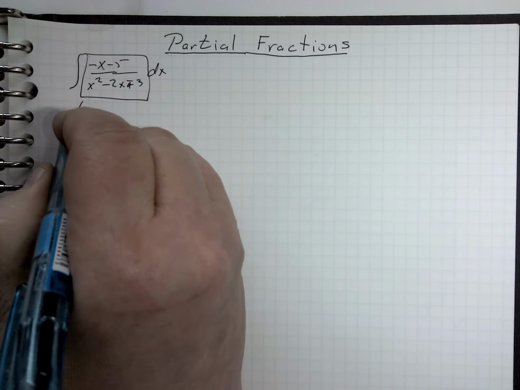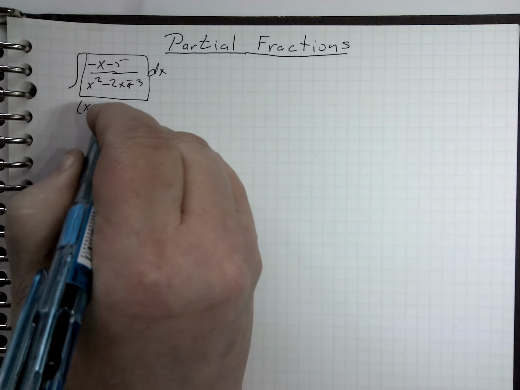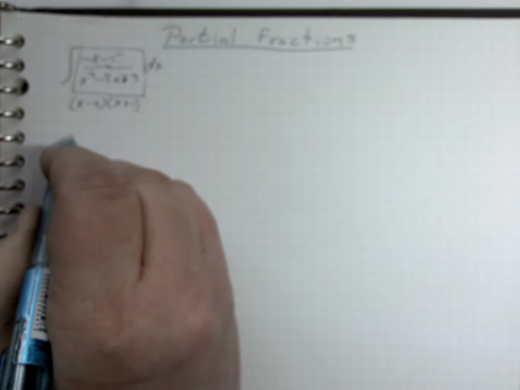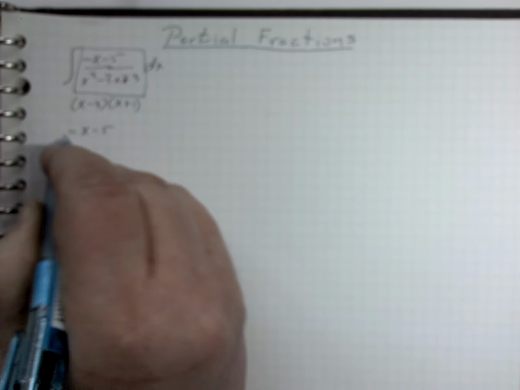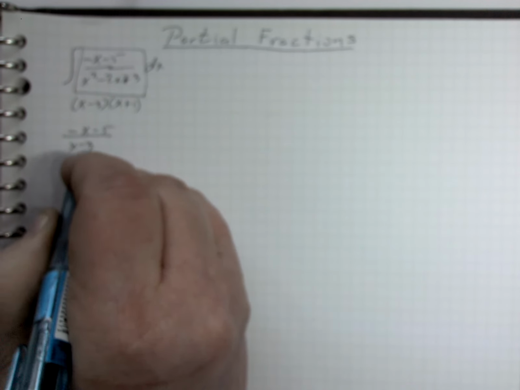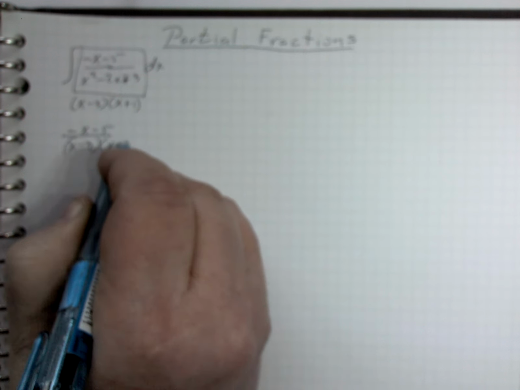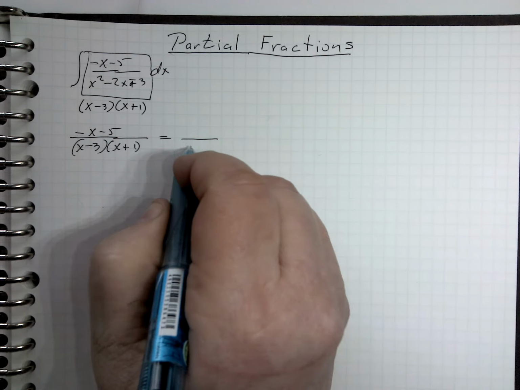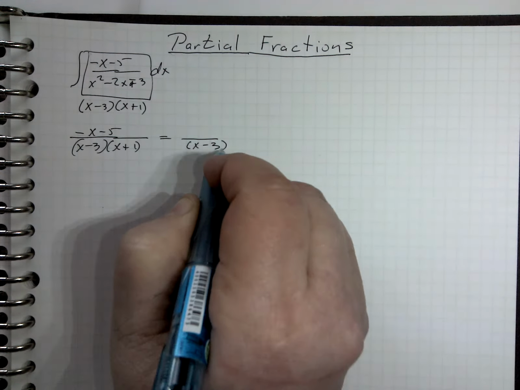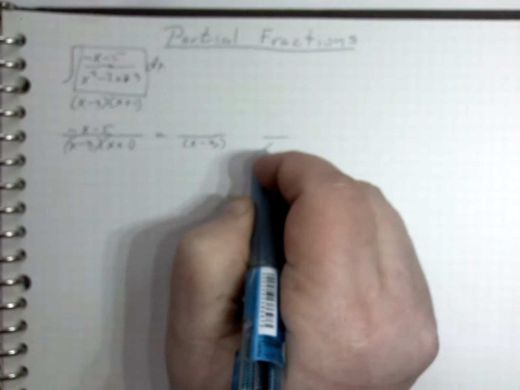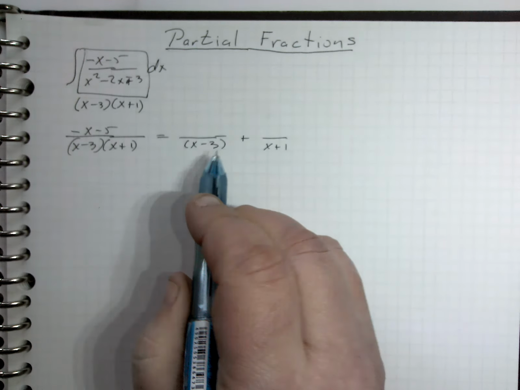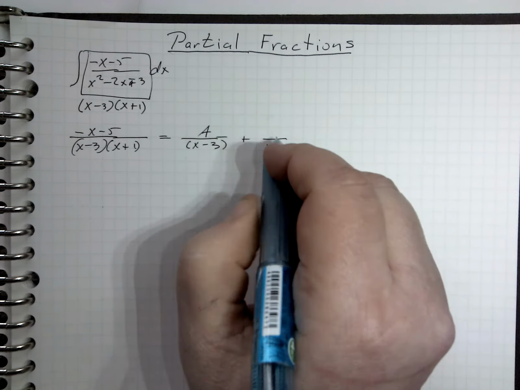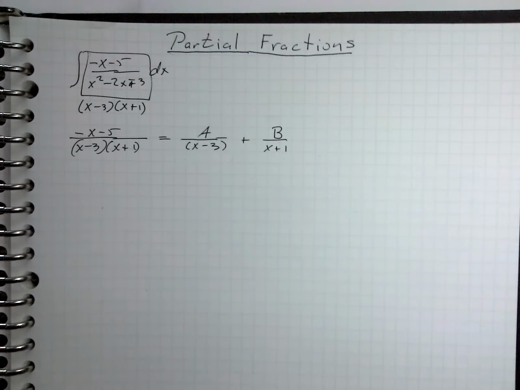I see the bottom can be factored as x minus 3 times x plus 1, which means negative x minus 5 over x minus 3 times x plus 1 can be written as two fractions where one has x minus 3 on the bottom and the other has x plus 1 on the bottom. Now these are linear factors, so if we go 1 degree less than that, we just have a constant. So I'm going to stick a big old A here and a big old B here.